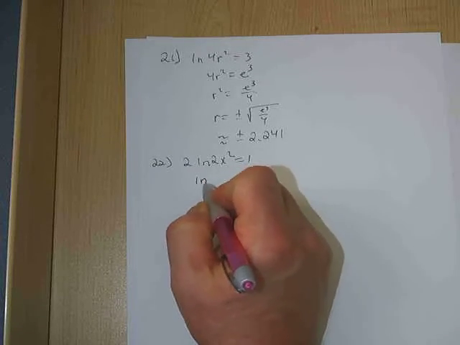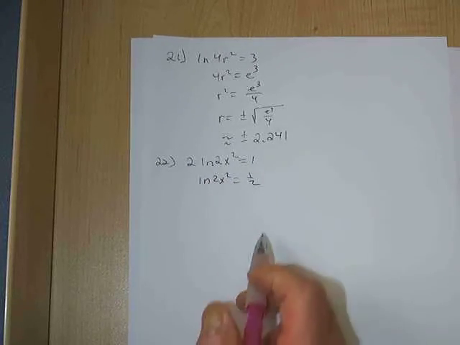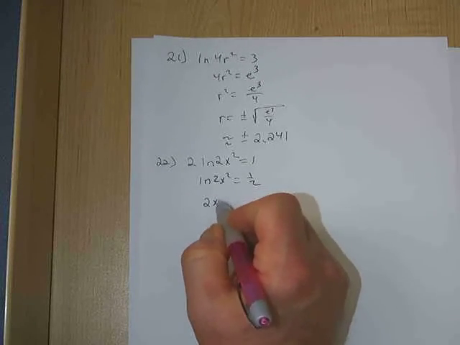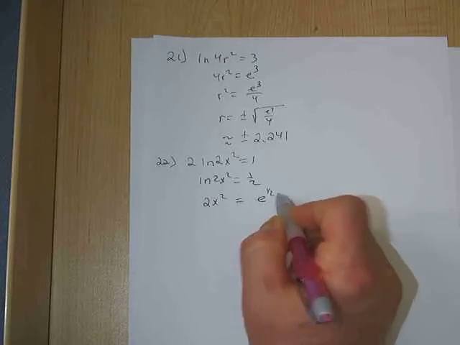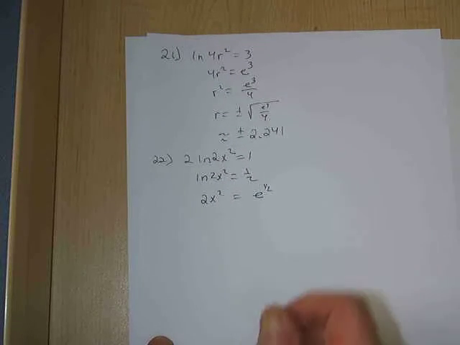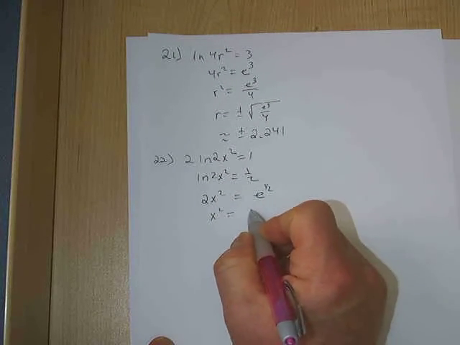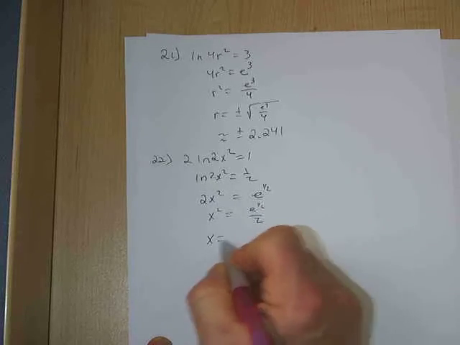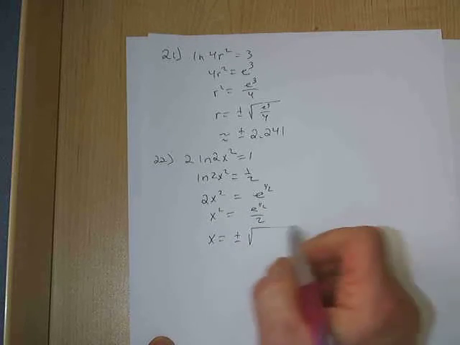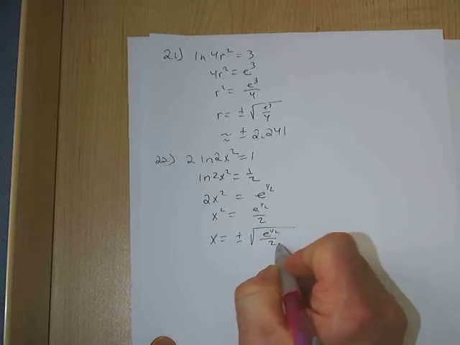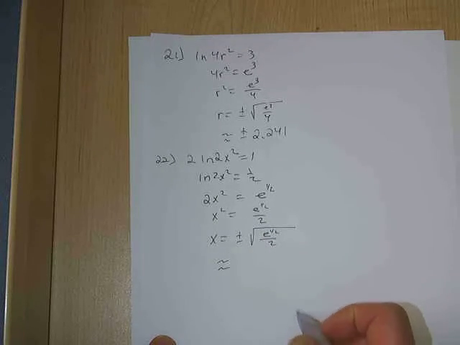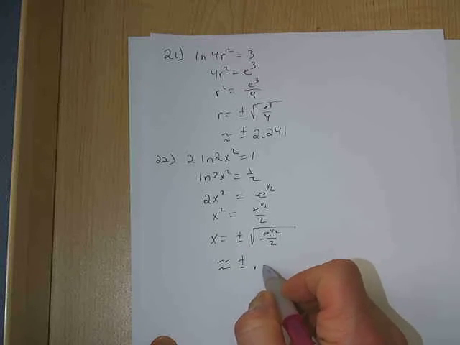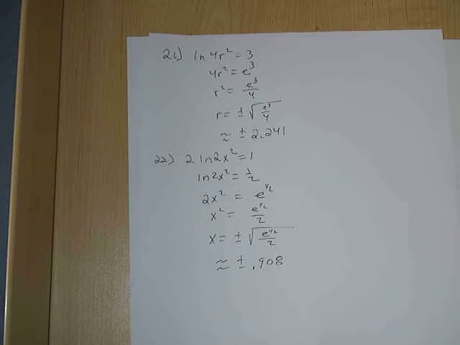22. 22 says 2 times the natural log of 2x squared equals 1. 2 is multiplying all this, so I'm going to divide by 2. Natural log of 2x squared equals a half. Then I'm going to say 2x squared equals e to the 1/2. And then I'm going to divide by 2. X squared equals e to the 1/2 over 2. X equals plus or minus the square root of e to the 1/2 over 2, which approximately equals plus or minus 0.908.